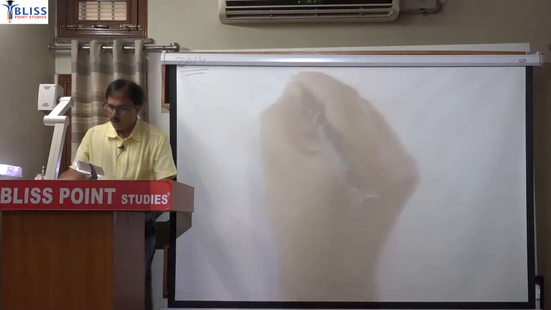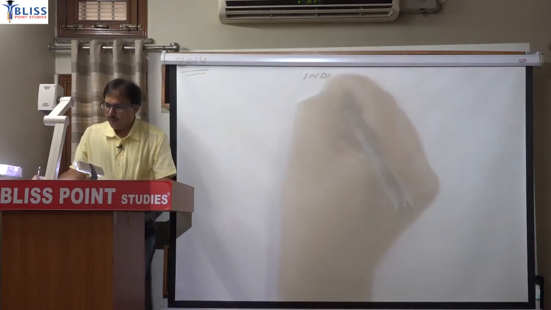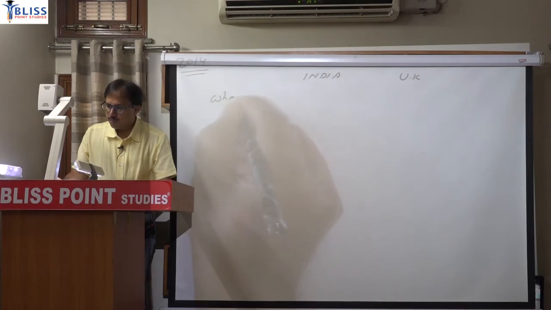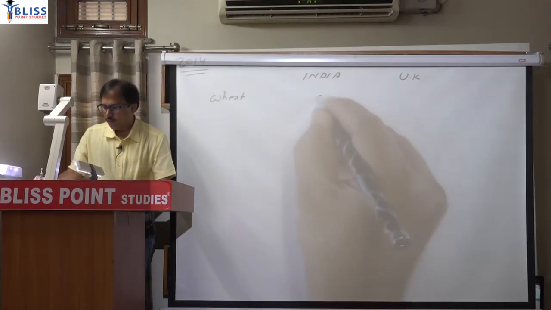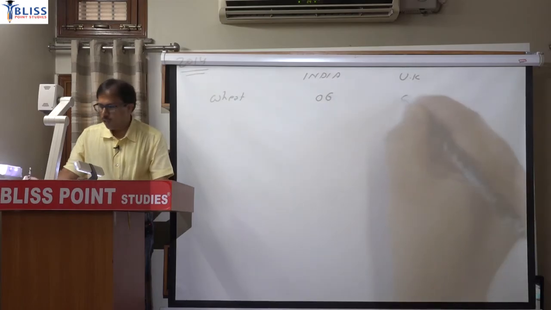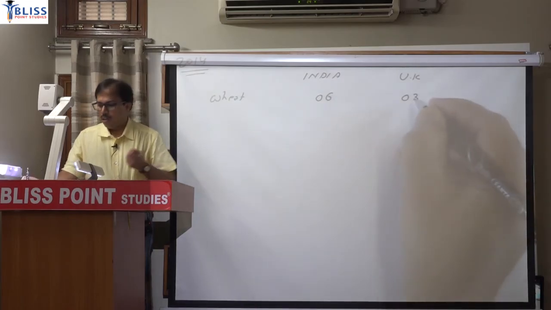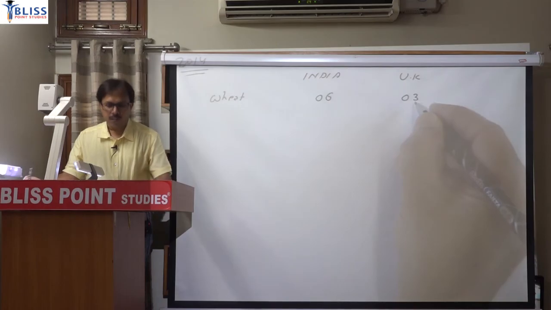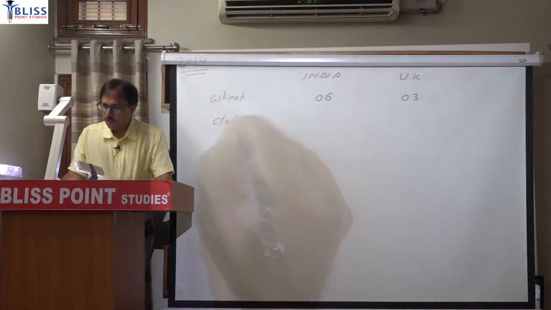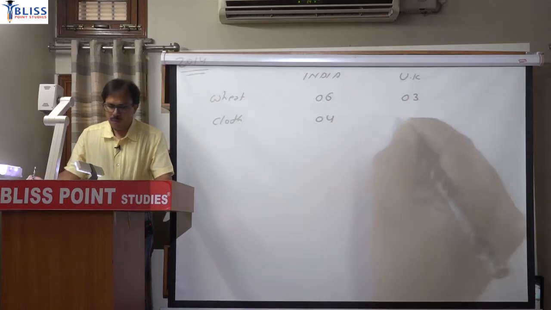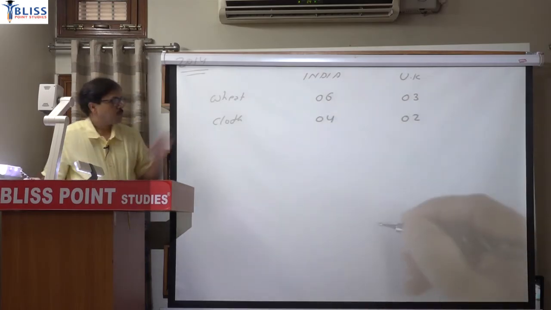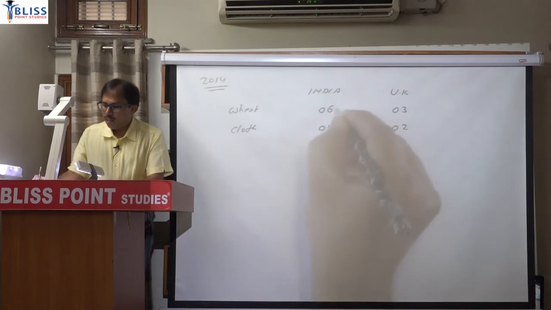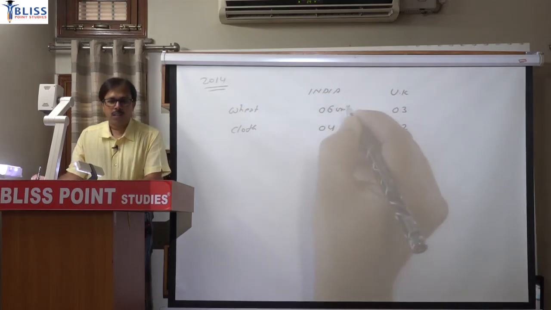Just write this example first. For India and UK, wheat 6 kg, UK 3 kg. That means in 1 hour, labor produces in India 6 kg of wheat, and in UK 3 kg of wheat. And for cloth, in 1 hour 4 units of cloth in India and 2 units of cloth in UK. Okay, this is the information given. Now since these are in terms of units, just keep in mind this is quantity, this is not in terms of hours.